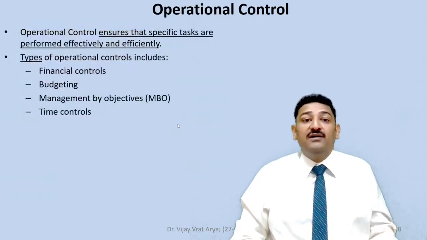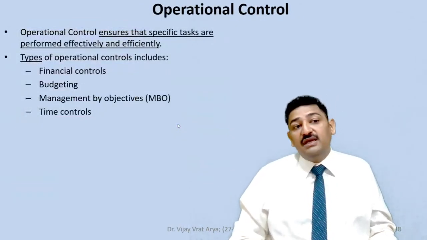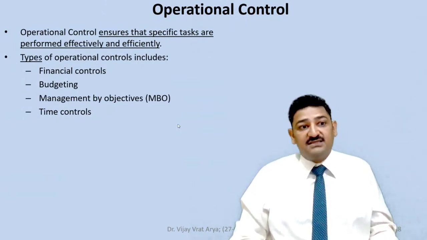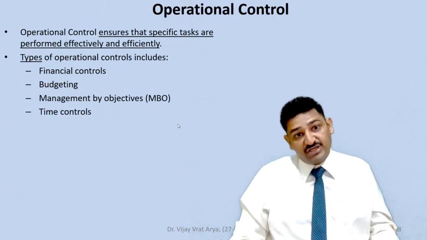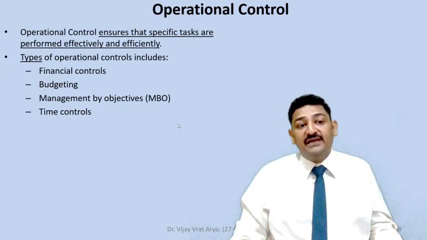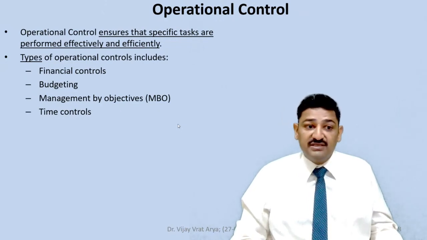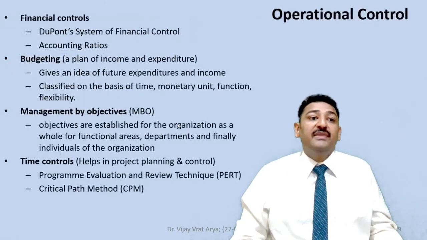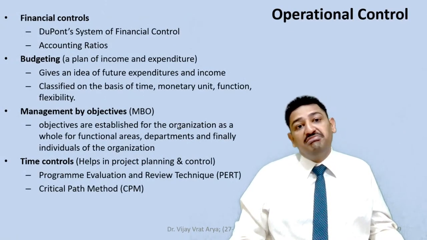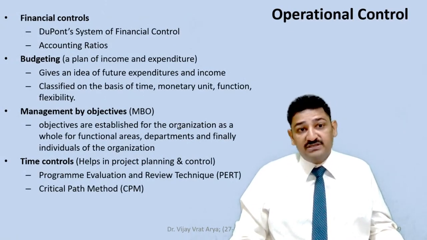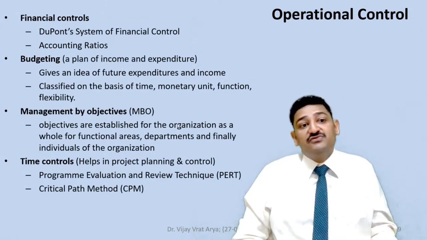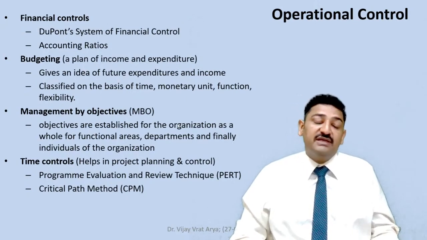The second phase is the operational control, and here the operational control usually ensures that specific tasks are performed effectively and efficiently. These operational controls can include financial controls, budgeting, management by objectives, and time control. So we will learn each one of these here. The financial control can be referred to through, say, DuPont's system of financial control. Maybe with the help of accounting ratios, this financial control can also be taken care of.